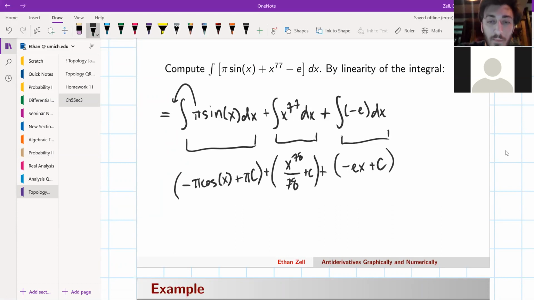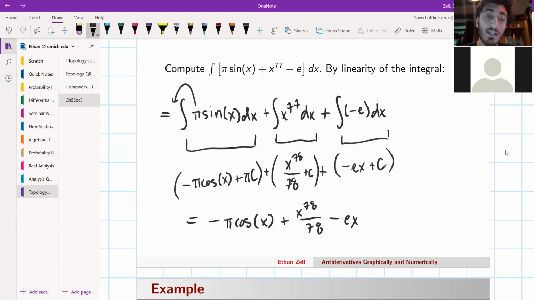But now I can do something that might surprise some of you who haven't seen this stuff before. What I said is that c is just some parameter, and it's just some constant. So I don't actually care what it is. So I'm just going to gather up all my c's and make that a different c. So in other words, I'm going to say that this is equal to minus pi cosine x plus x to the 78 over 78 minus ex, and then I gather up all my c's, including the pi that's attached to the c, and I just say plus c prime.